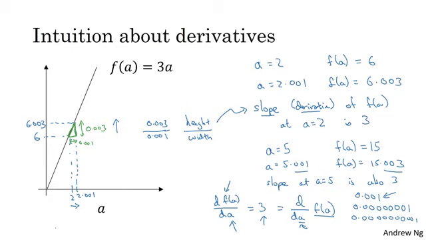Now, one property of the derivative is that no matter where you take the slope of this function, it is equal to 3. Whether a is equal to 2 or a is equal to 5, the slope of this function is equal to 3, meaning that whatever the value of a, if you increase it by 0.001, the value of f of a goes up by 3 times as much. So this function has the same slope everywhere. One way to see that is that wherever you draw this little triangle, the height divided by the width always has a ratio of 3 to 1.